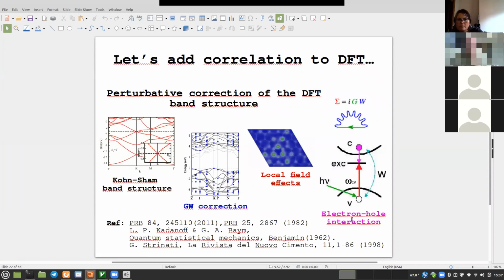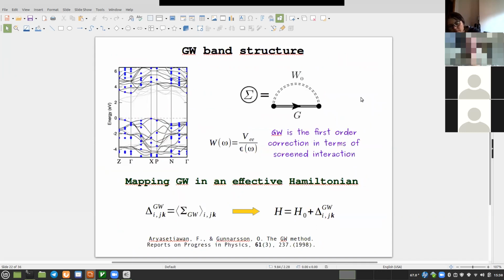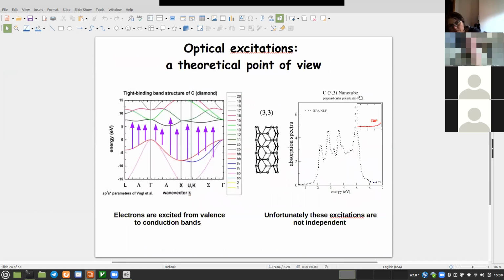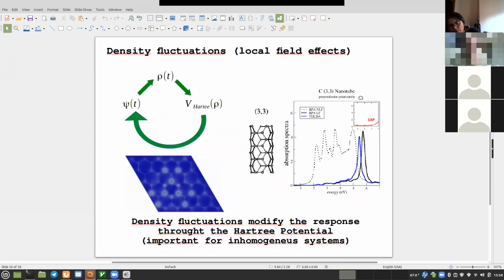You can include all the correlation effects that we have seen for linear optics, so you can correct the bands using GW, also in nonlinear response, include local field effects, and include also electron interaction, which will enter like TDHartree or TD exchange. And let's see if there is some example.